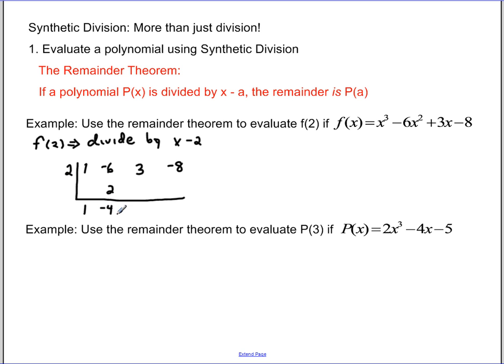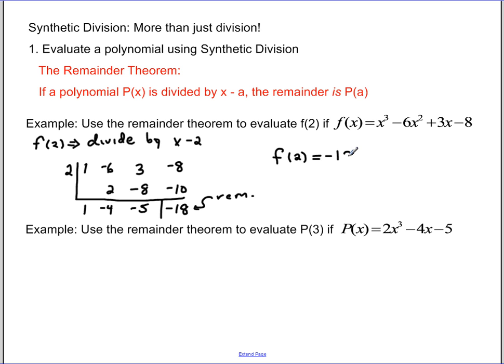We multiply 2 times negative 4 to get negative 8. Again, we add going down the column. That's going to give us negative 5. 2 times negative 5 is negative 10. And negative 8 minus 10 is negative 18. This last number right here is our remainder. So if it says use the remainder theorem to evaluate f of 2, by this rule, what we're saying is that f of 2 will equal negative 18.